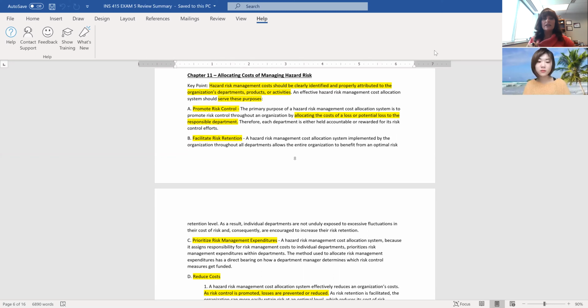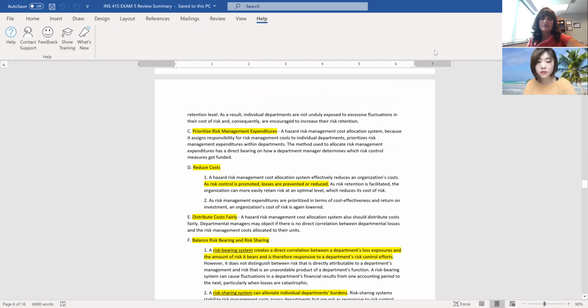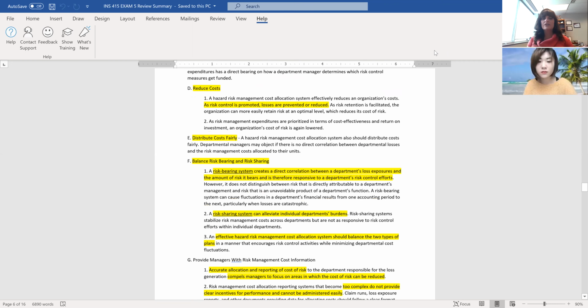For example, City Utilities decides to retain auto claims. We do track auto claims, like if our workers back up and hit somebody, we want to maintain those because if we retain those type of risks, we can actually push it back on the employees to be safer. So we try to facilitate that. It also helps us prioritize risk management expenditures. It can actually help with risk control being promoted. You're hopefully going to reduce costs and you want to distribute fairly.